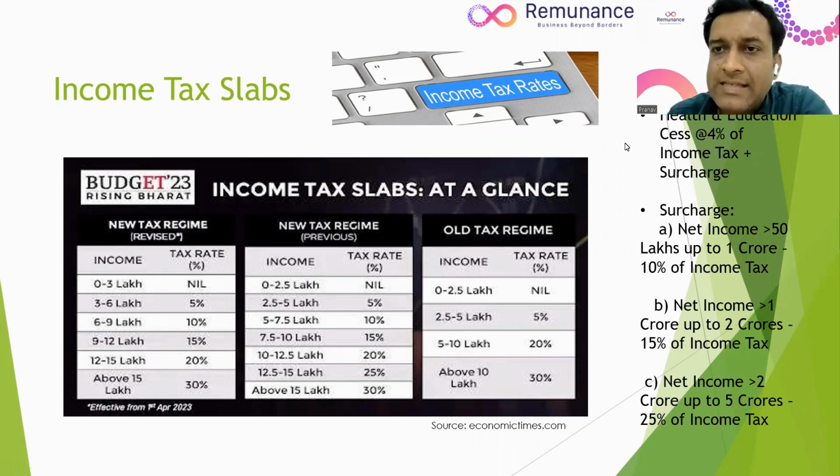Now talking about the cess, health and education cess, this is 4% on your tax plus surcharge. So 4% on your tax. Okay, so 4% is the cess.